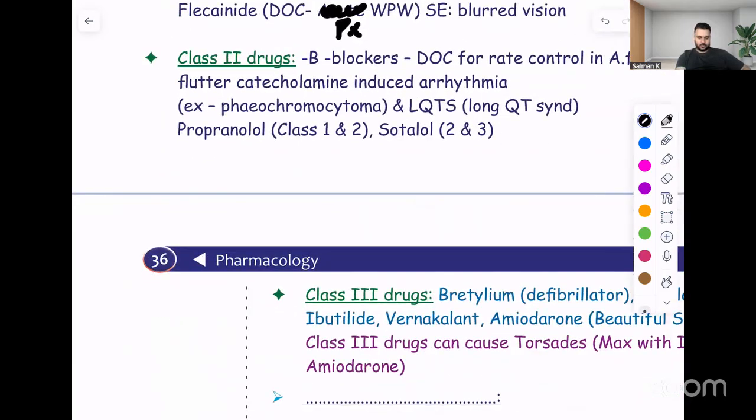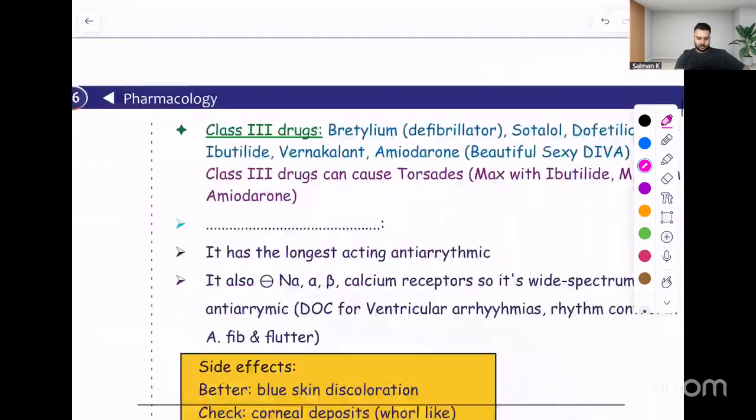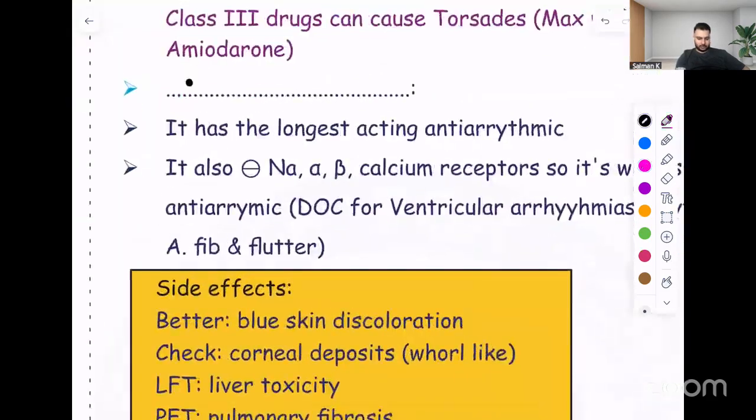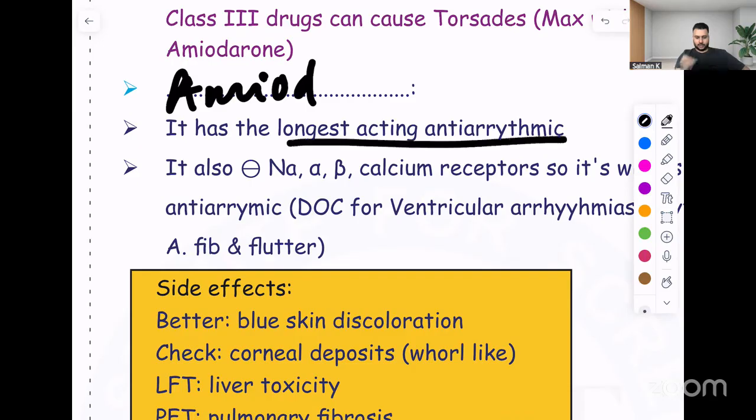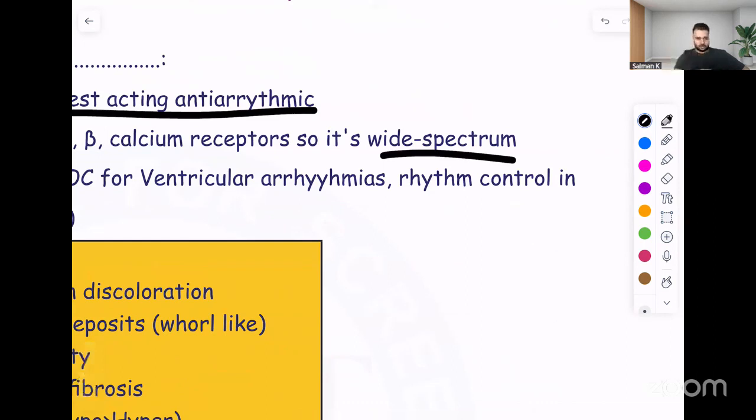Next thing is pheochromocytoma, PH: palpitation, hypertension. For hypertension, we saw a drug called phenoxybenzamine. Palpitation means heart now, so we need to give beta blockers. So beta blockers are the drugs preferred to control the arrhythmia in pheochromocytoma. Okay, cool. Now, class 3, we got amiodarone. Amiodarone is a very long-acting antiarrhythmic. It's a very wide spectrum drug, meaning it can treat pretty much every arrhythmia, but it is the drug of choice for ventricular arrhythmia.